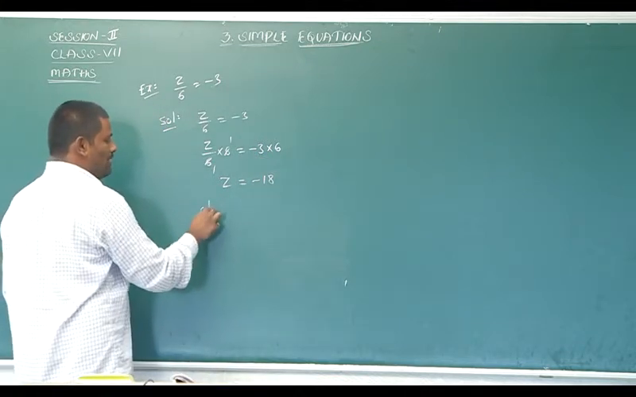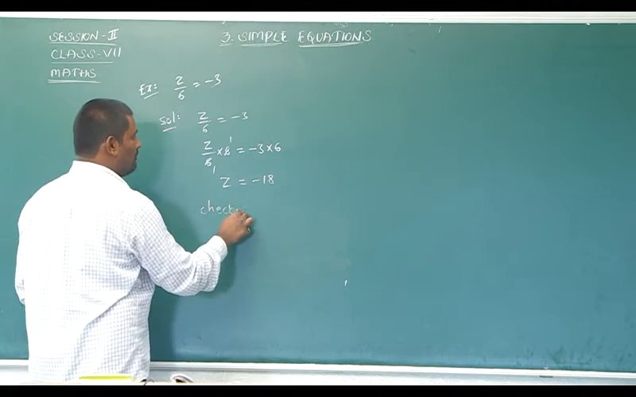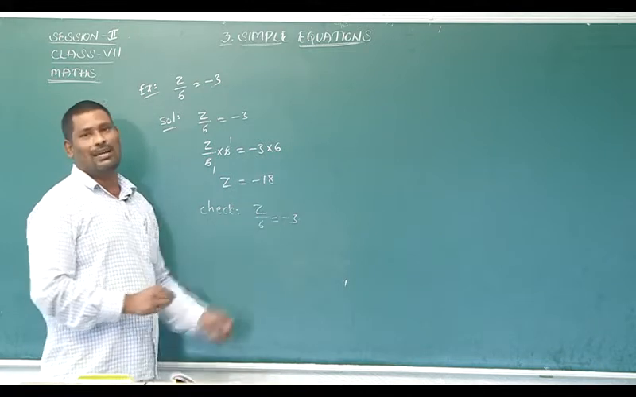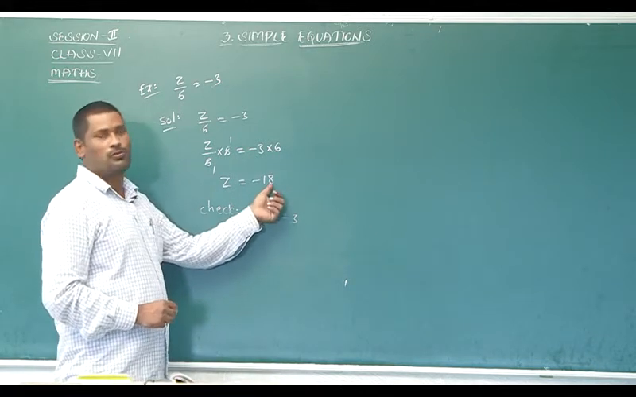Let us verify here. Check. So z by 6 equal to minus 3. The z value we got here is minus 18. In the place of z you substitute minus 18 here.